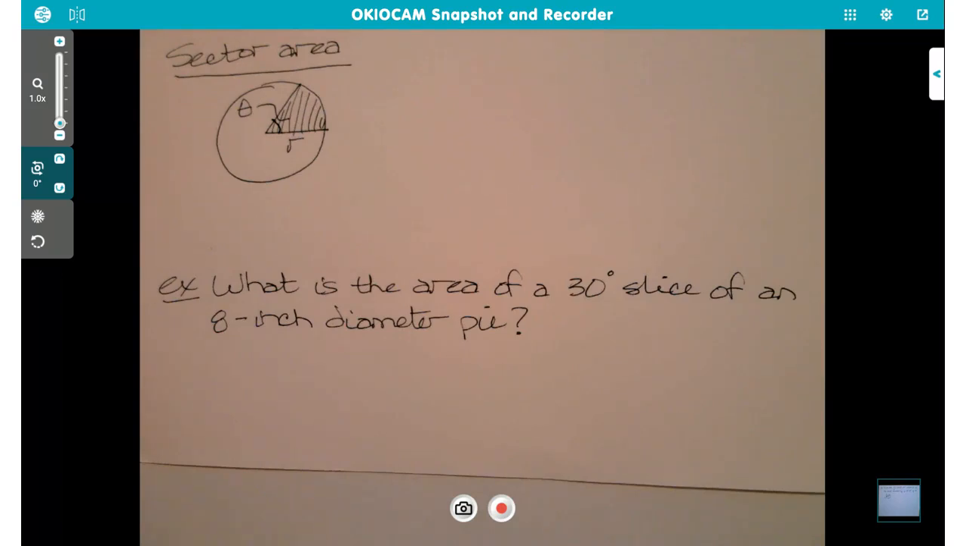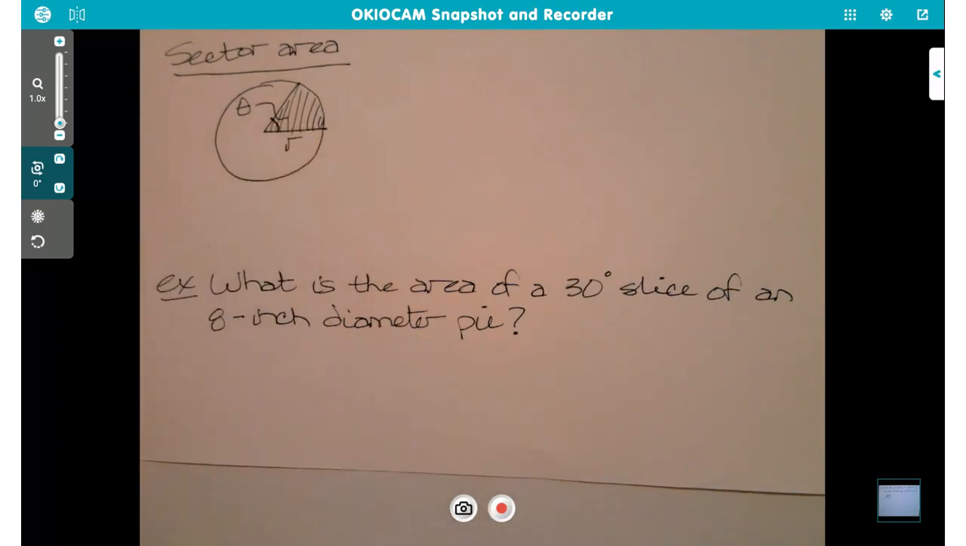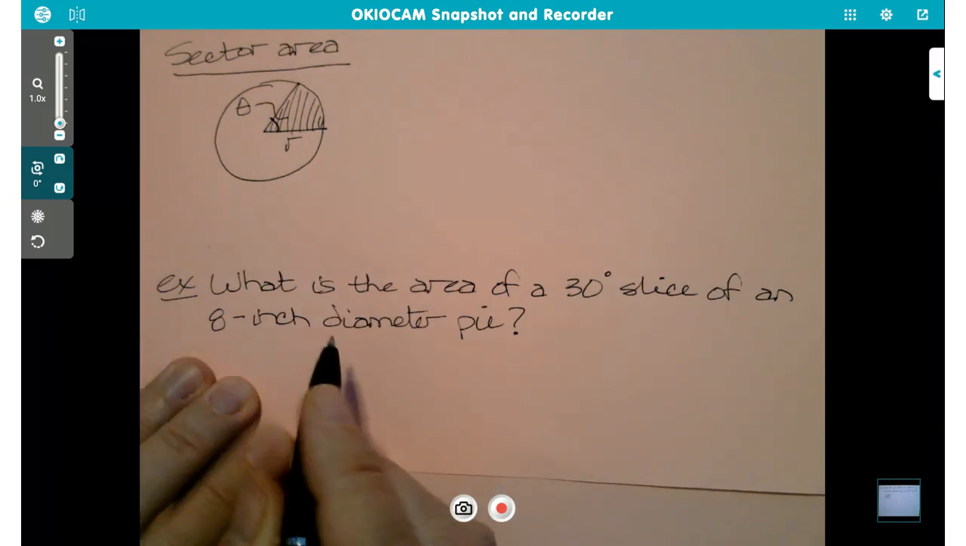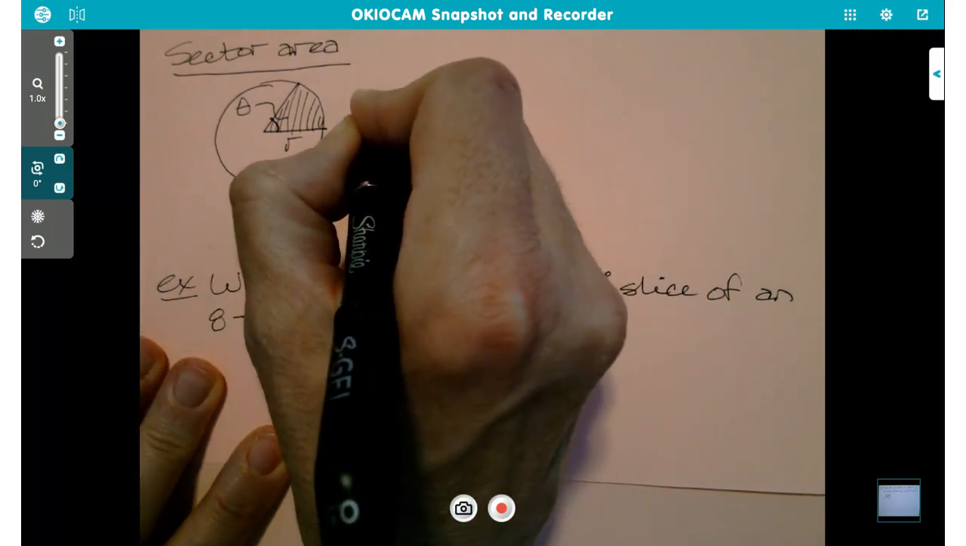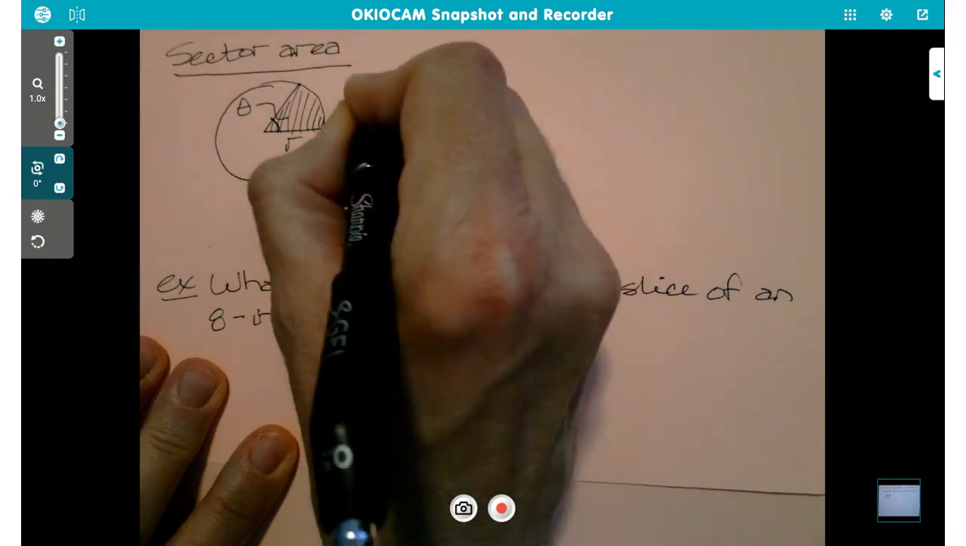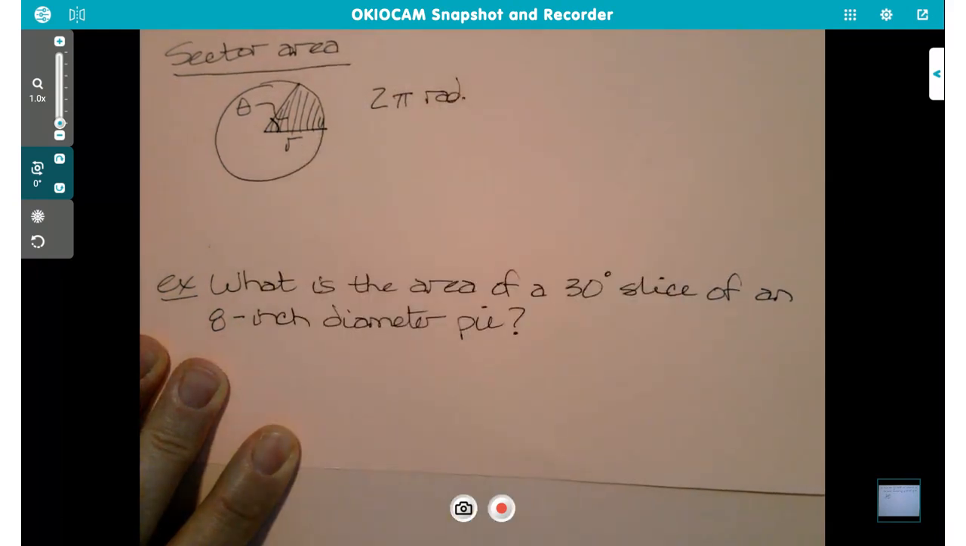Suppose we want to find the area of a sector of a circle. So not the entire circle, just part of a circle. So think slice of pie, slice of pizza, something like that. Well, we know from past experience that there are 2 pi radians in an entire circle.